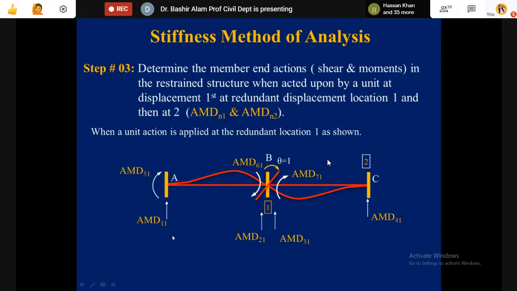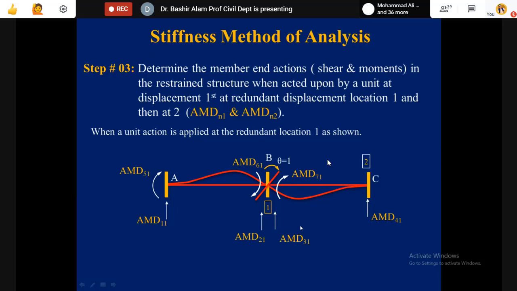This will give you the first column. The last subscript you see corresponds to when rotation is given corresponding to D1. So from here you will pick your AMDs. This will now complete the first column of this AMD matrix.